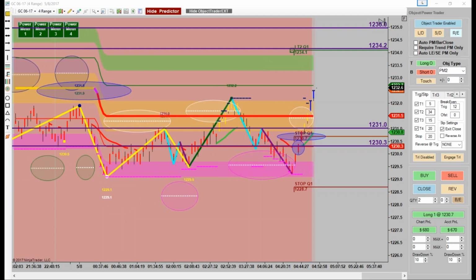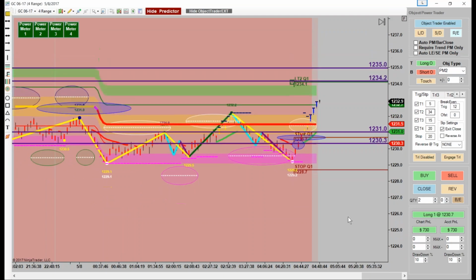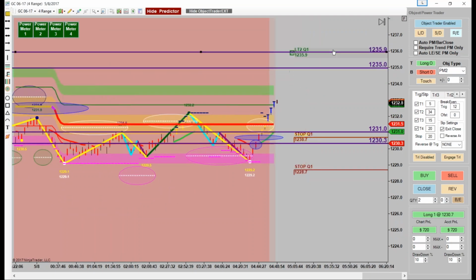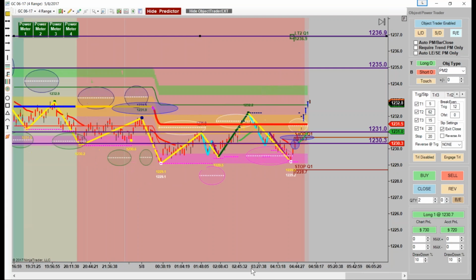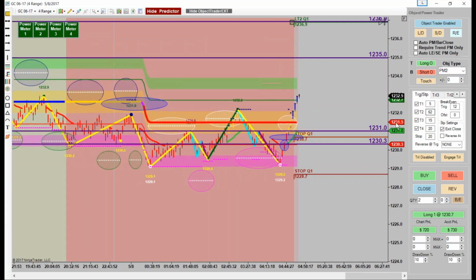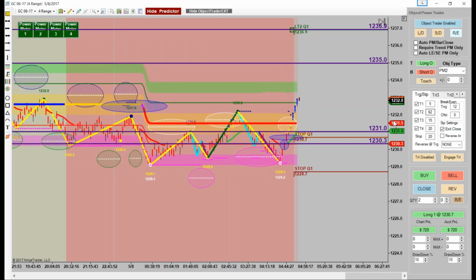But see, when you got a straight up like that, where would you place your stop? Okay, what you want to do on your stop, let me get this out of the way, because we're really running right now. Now, we could be getting a phantom trade. We're going to see if we get a phantom trade.